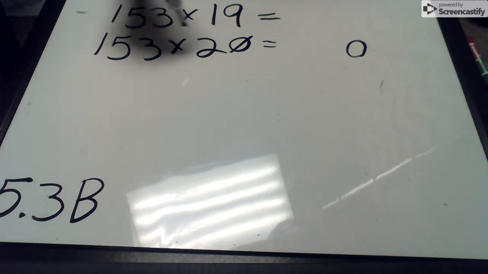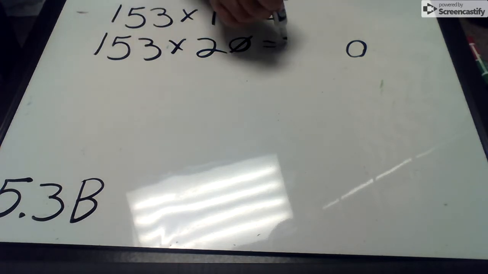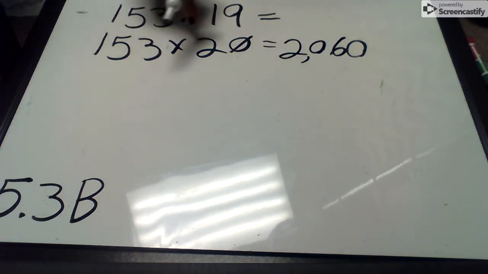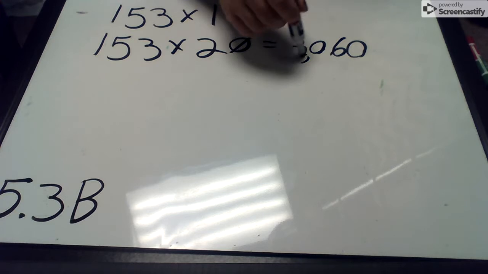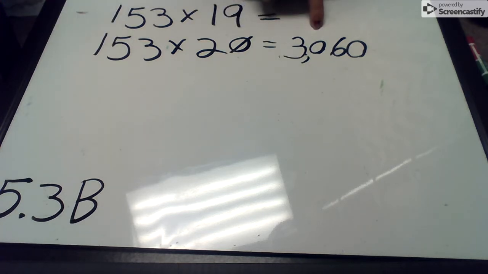153 times 2 is the same as 153 plus 153. So 153 plus 153 is 306. So if I did 306, 153 times 20 is 3060. Now, that's not the correct answer. This is just an estimate. I think my answer is going to be somewhere around here.